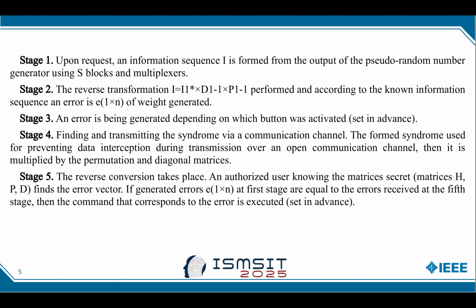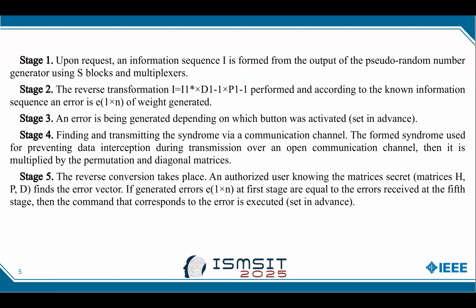At the fourth stage, finding and transmitting the syndrome via the communication channel is performed. The formed syndrome is used for preventing data interception during transmission over open communication channels. Then it is multiplied by the permutation and diagonal matrices. At the fifth stage, the reverse conversion takes place. An authorized user, knowing the matrices' secrets, finds the error vector.